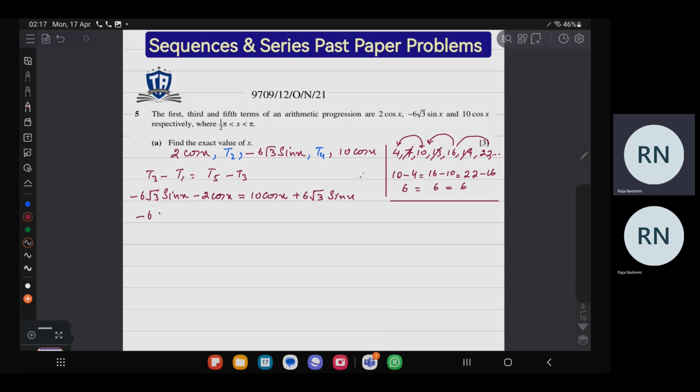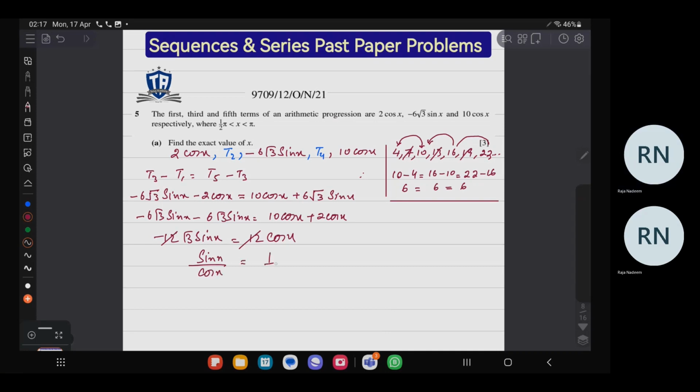It is minus 6 root 3 sine of x is equal to 10 cos x plus 2 cos x. Minus 12 root 3 sine of x is equal to 12 cos of x. We can cancel 12, and when you write cos on the other side, this would be the final result: tan of x is equal to minus root 3.